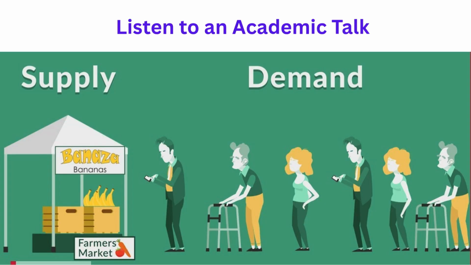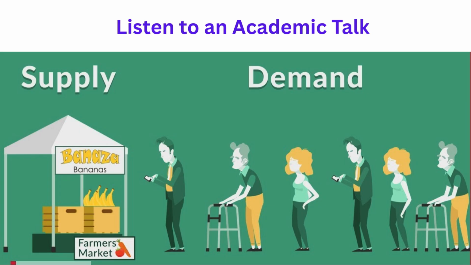Today, we will discuss the concept of supply and demand, which is one of the basic principles of economics. Supply refers to the amount of a product that companies are willing to sell, while demand refers to the amount consumers want to buy. In general, when demand for a product increases, prices tend to rise.